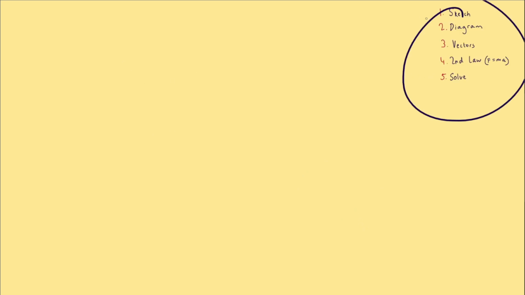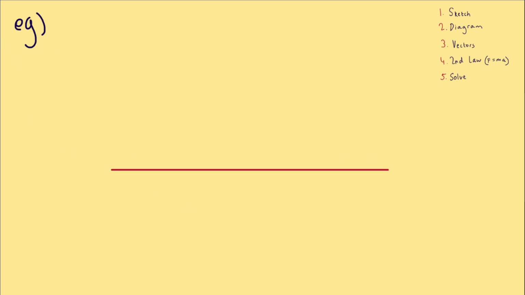Up here in the corner, I've written a little problem solving guideline, which I'll show you how to use in this example. Imagine you're studying with your friend and you're in the library sitting at a table. We're going to ignore friction for this problem. Now you have a book and this book weighs 10 kilos. Let's write that down, 10 kilos.